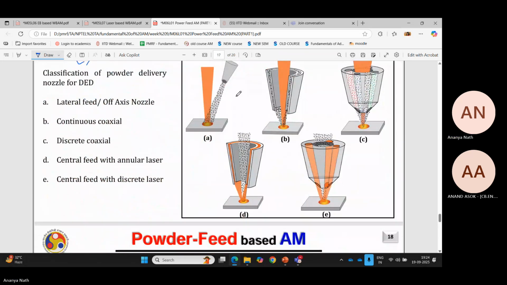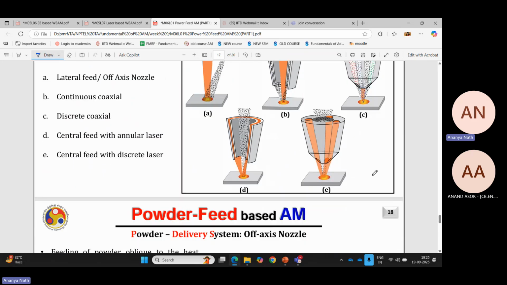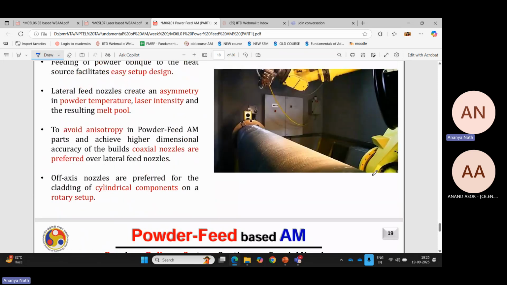So one can be side feeding, then it can be coaxial feeding with the circumferential slot. So it's kind of an annular ring. But here it's through 4 slots the powder is coming. Here the powder is coming through the central slot and the beam is split into the annular ring. Here the beam is split into 3 and the powder is coming through the center. So these are a few combinations that you can use for this DED technique.